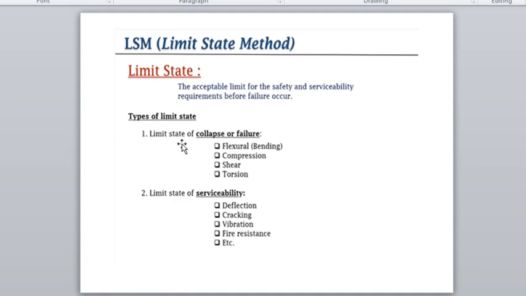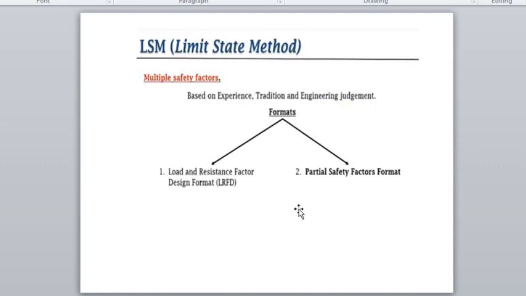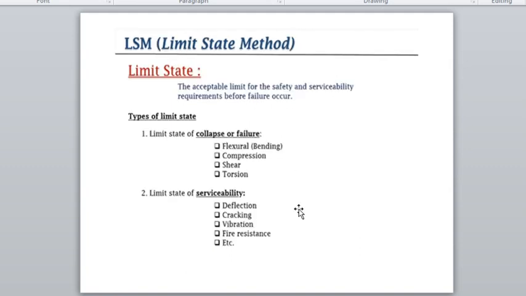In all, the limit state method of design is of two types. Two types of limit states are there. One is limit state of collapse or failure, and the other is limit state of serviceability. In the limit state of collapse or failure, there is flexural, compression, shear, and torsion. In the limit state of serviceability, there is deflection, cracking, vibration, and fire resistance. Okay, so these two are the limit states.